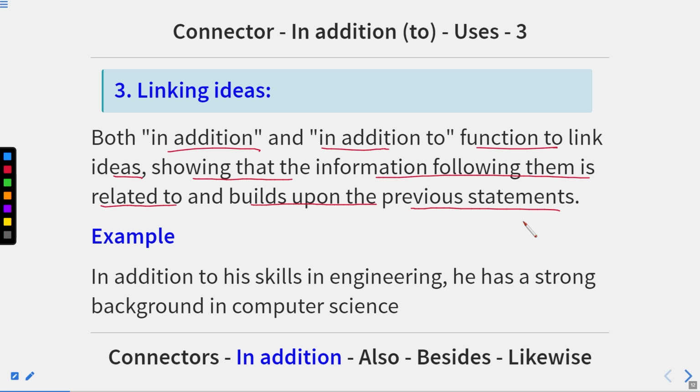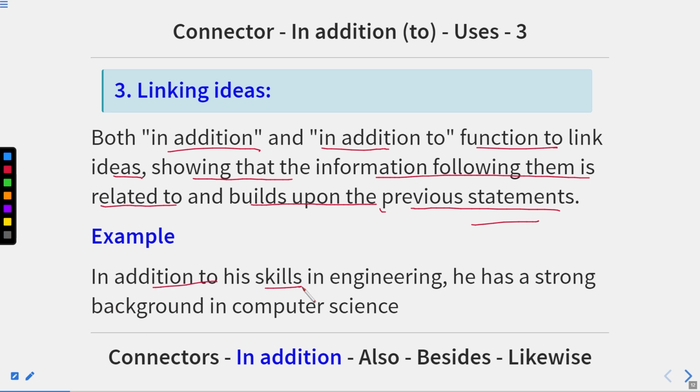So this is the basic function of "in addition to" and "in addition", that it links the statement with the previous statement. It means whatever has been written after "in addition to" or "in addition" generally links with the previously said statement.